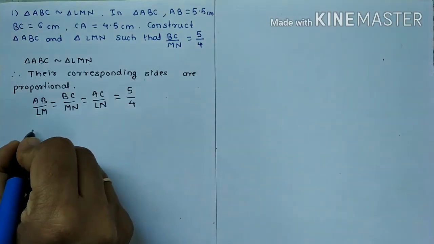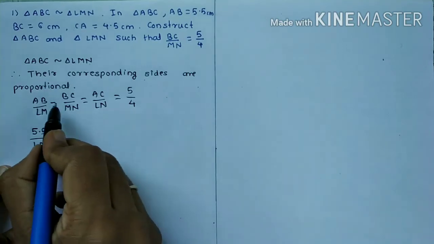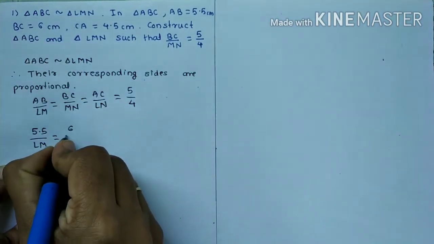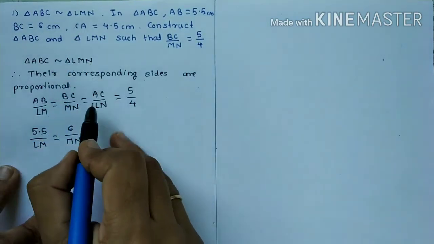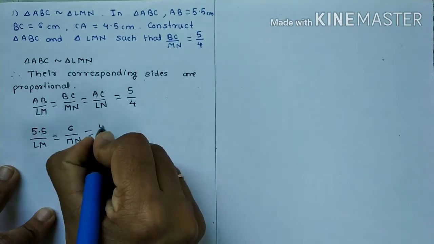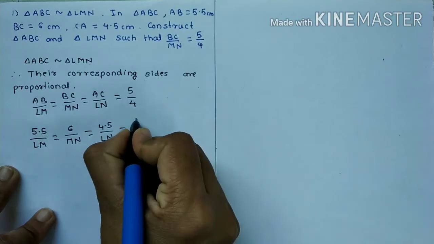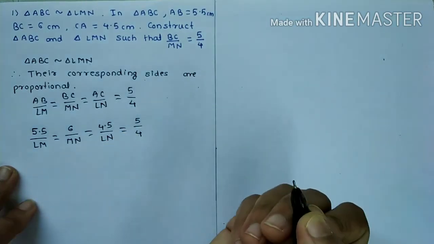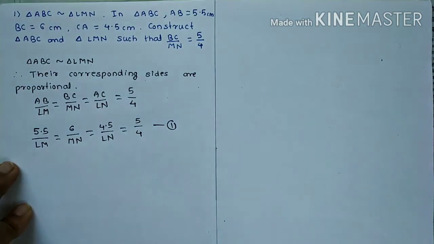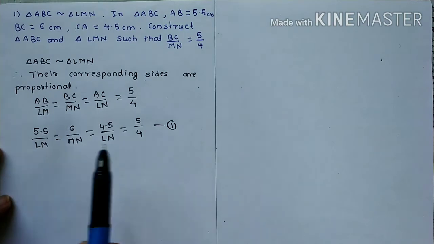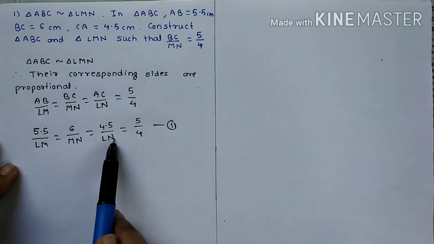AB is 5.5 upon LM equal to BC is 6 upon MN equal to AC, that is 4.5 cm upon LN equal to 5 upon 4. This is expression 1. Now from expression 1 we have to find values of LM, MN and LN.